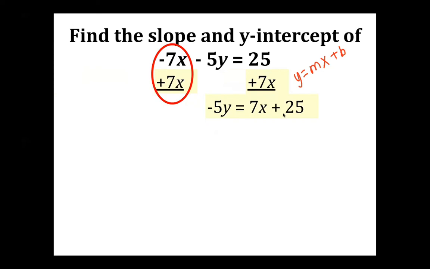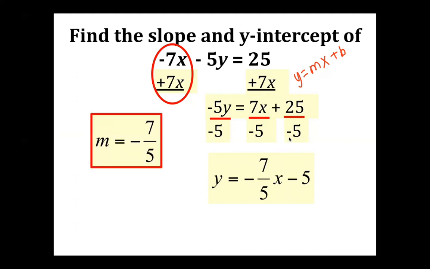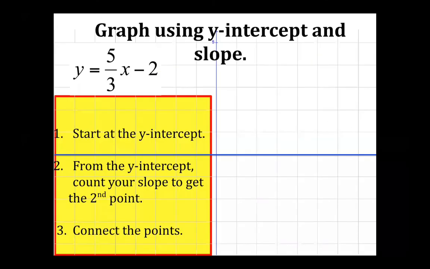And now you can go ahead and divide both sides by -5 to isolate y. So -5 cancels, and you're left with -7/5 x minus 5. And now that your equation is solved for y, go ahead and first identify your slope, which is m. That would be -7/5. And then your y-intercept, which is b, or -5.